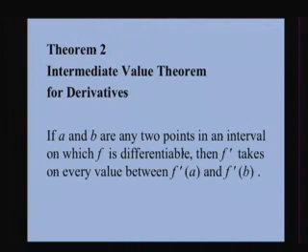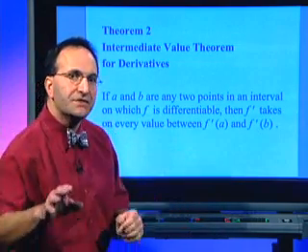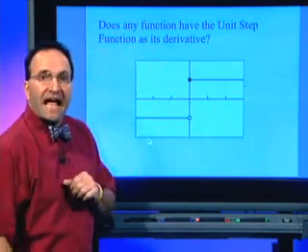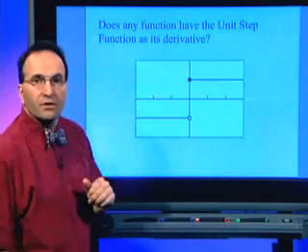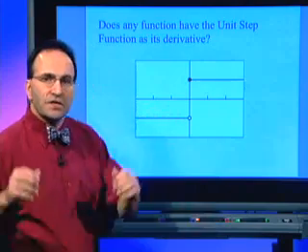And what this theorem tells us is if a and b are any 2 points in an interval on which f is differentiable, then f prime, the derivative, takes on every value between f prime of a and f prime of b. Let's try an example that will illustrate the conditions that are necessary for the theorem. Does any function have the unit step function as its derivative? So here's the unit step function drawn on the calculator. And of course, the answer is no.